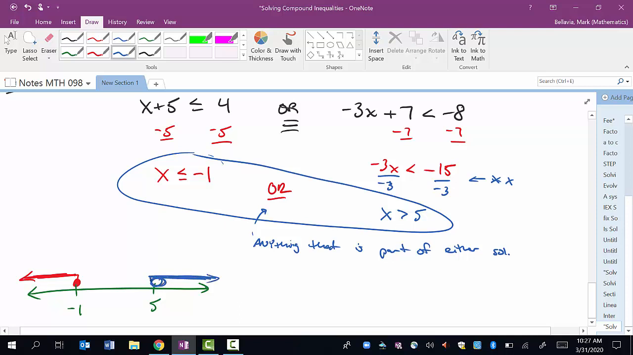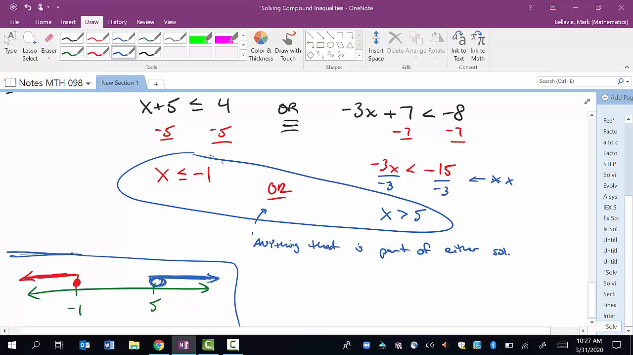Alright, so now, or means we want anything that's part of either solution. So really I want all of this and all of this, right? So all of this is the entire solution. And that's my number line for the solution then, because those are the parts that I need.